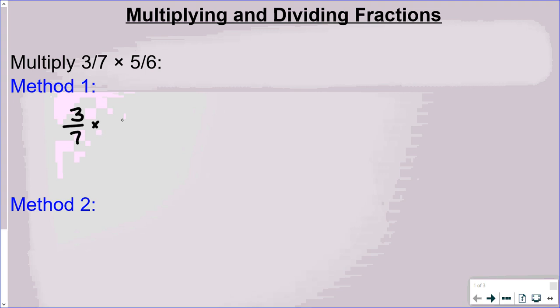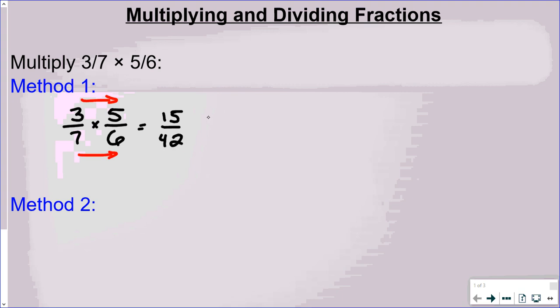Now when you multiply fractions, it's much easier than adding and subtracting fractions because you don't need a common denominator. So when we multiply fractions, all we're going to do is multiply the two top numbers, the numerators, together, and we're going to multiply the denominators together. So all I'm going to do is take 3 times 5, that's 15, and then 7 times 6 is 42.